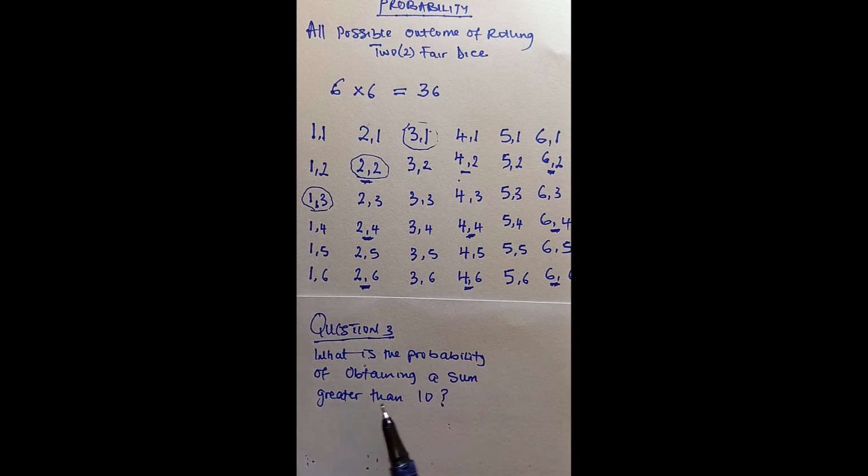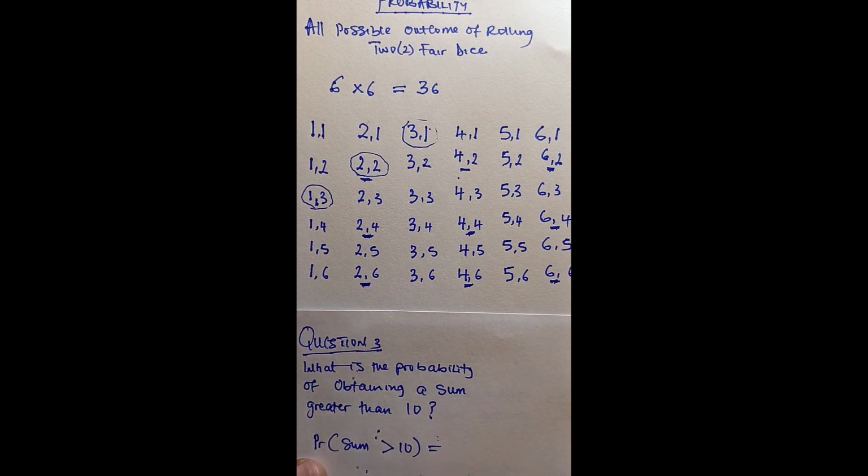And here is question 3, which says, what is the probability of obtaining a sum greater than 10? A sum greater than 10 simply means when you add what you have from the first die and what you have from the second die, the sum is greater than 10. So let's go. Probability of sum greater than 10 is equal to, good. So let's see, 1 and 1 is far below 10.